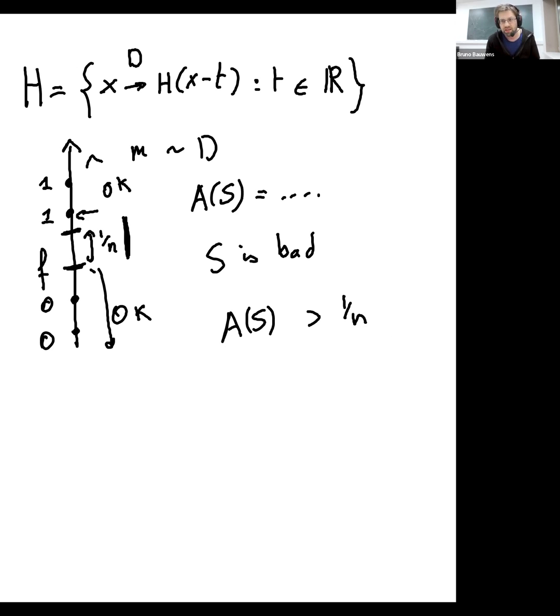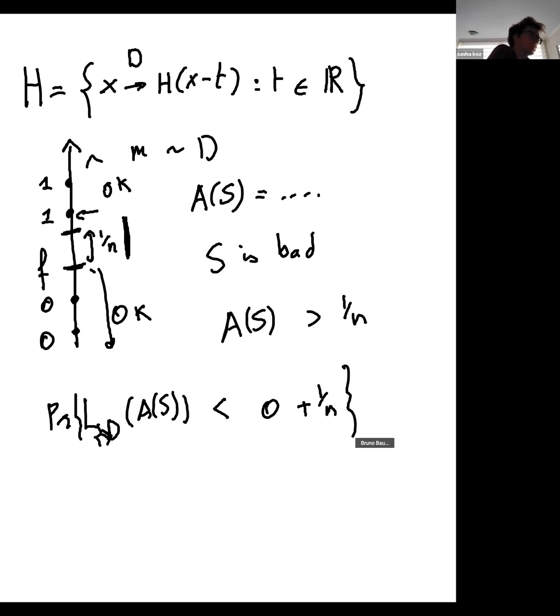So when we go back to the definition, there is an error, so we have the loss L_D of A of S. The condition is that it has to be larger than something that is 0, because we make a special assumption, plus 1 over n. And so this probability has to be larger than 1 minus this. That was our definition, right? So here you put 0 because you're considering the realizable case. Yes, indeed. We only consider F from H. That's why I say let's think that F has a threshold here.